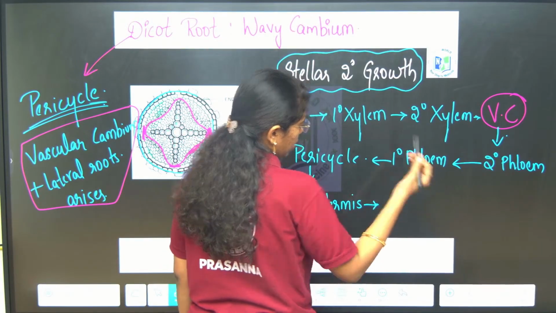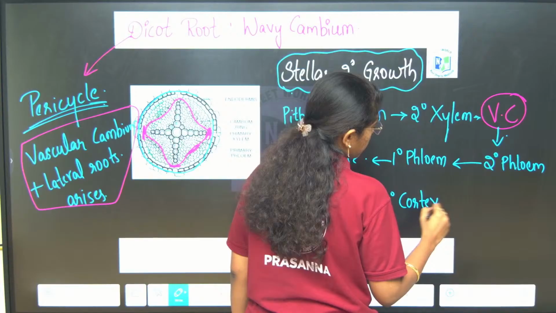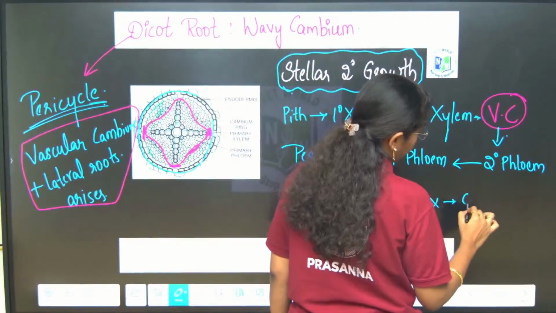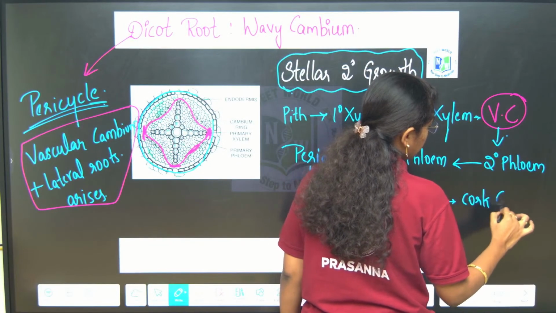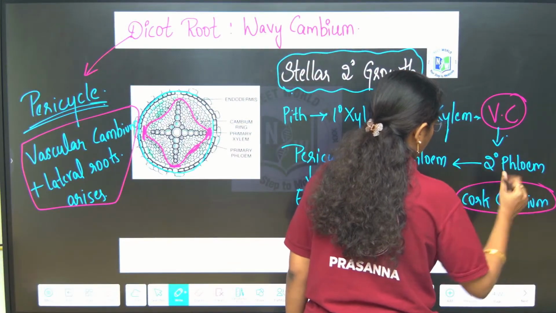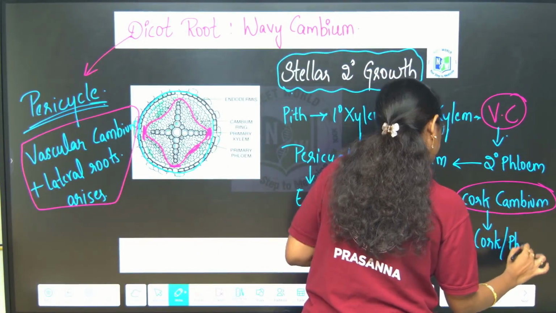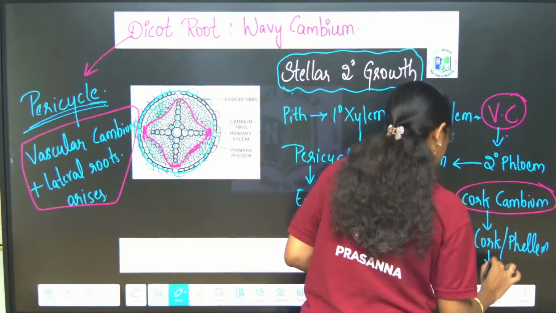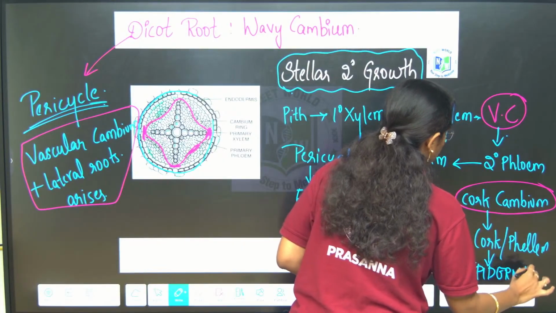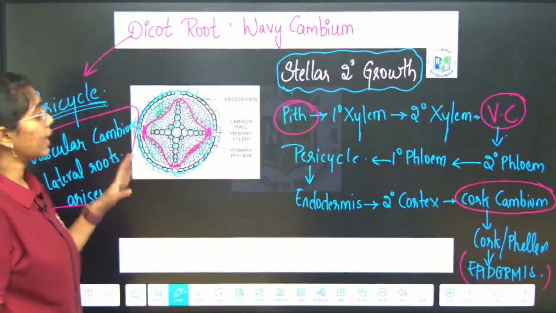and then secondary cortex, and then cork cambium or phelloderm, and then it is cork or phellum. Then at the periphery, the ultimate final layer is epidermis. This is the flow chart from pith to the epidermis of dicot root. Take a screenshot of it, ma.